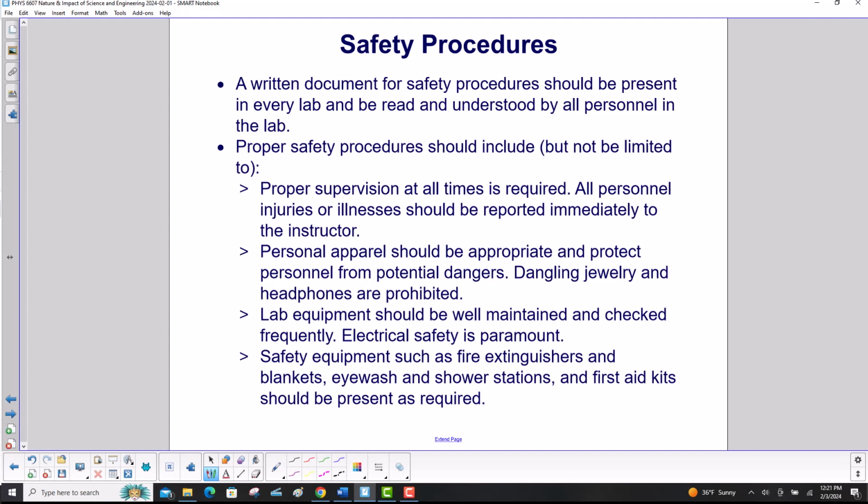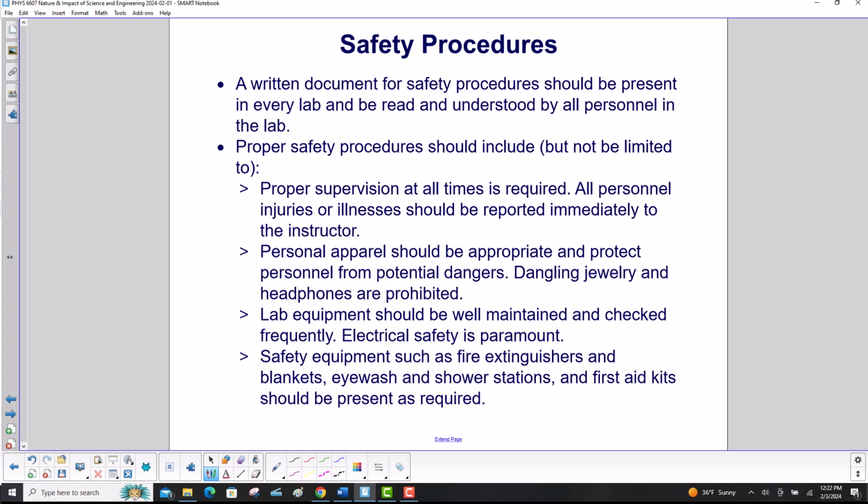A written document for safety procedures should be present in every lab and should be read and understood by all personnel in the lab. These procedures should include, but not be limited to, proper supervision at all times as required. All personnel injuries or illnesses should be reported immediately to the instructor. Personal apparel should be appropriate and protect personnel from potential dangers. Dangling jewelry and headphones are prohibited. Lab equipment should be well maintained and checked frequently.